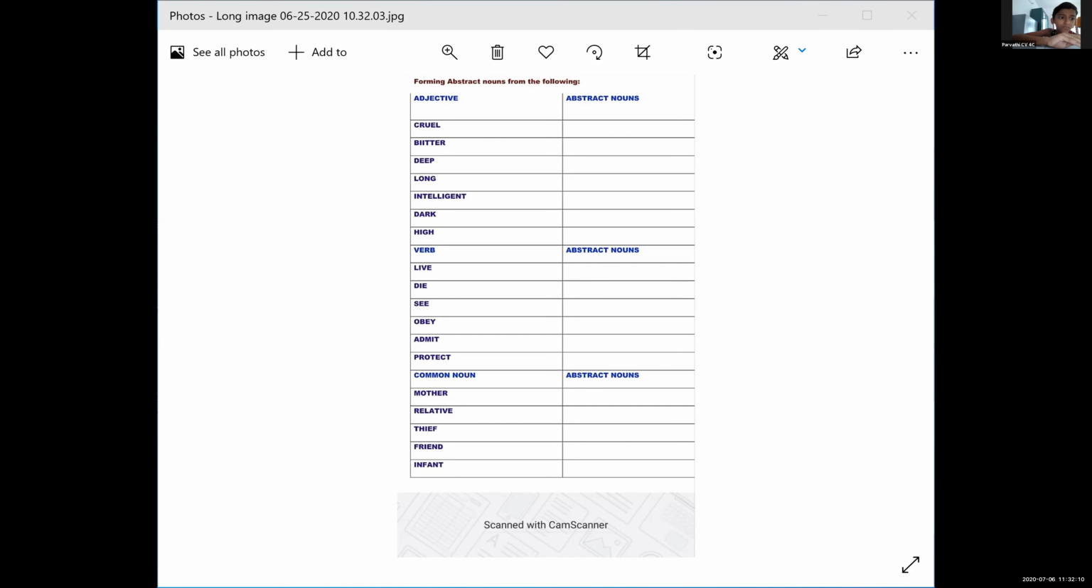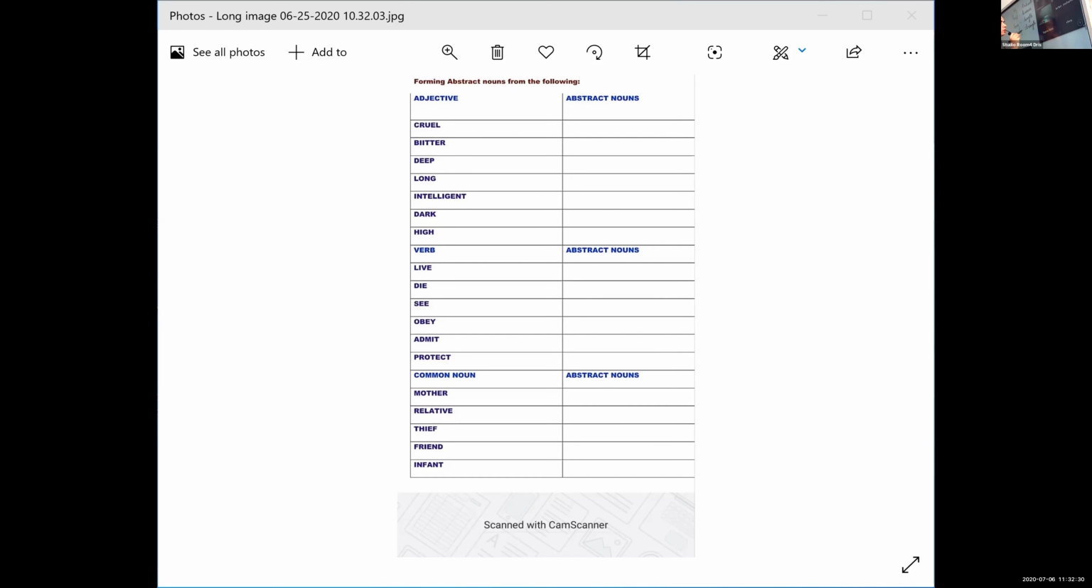Then, what is the abstract form of long? It's not longness. Have you heard this word, length? Length is an abstract form. Then strong. Strength. Very good.